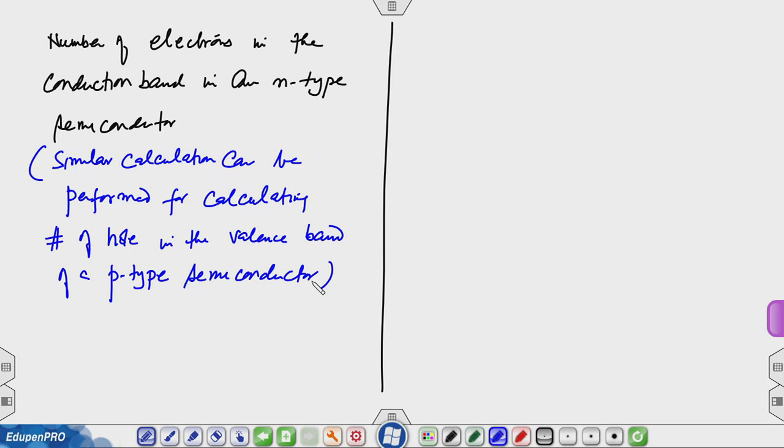So, to do this calculation, let me make this picture again, where I have E c, E v, and here are the donor levels.